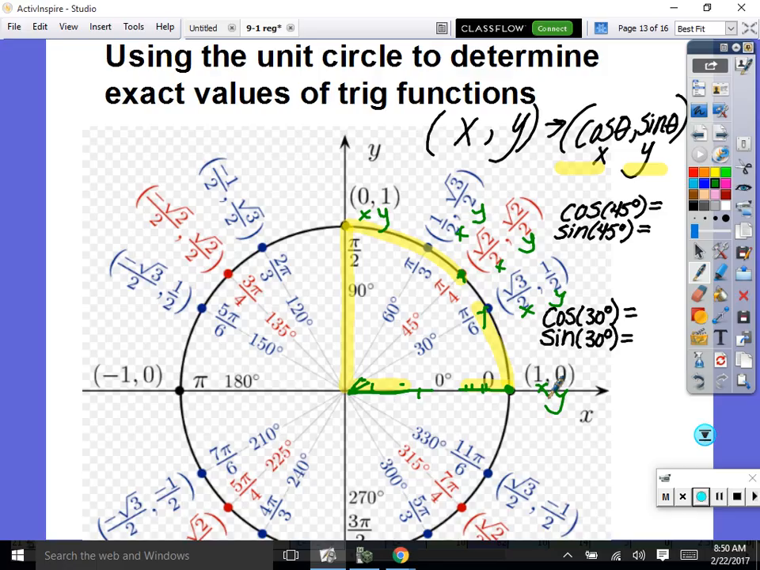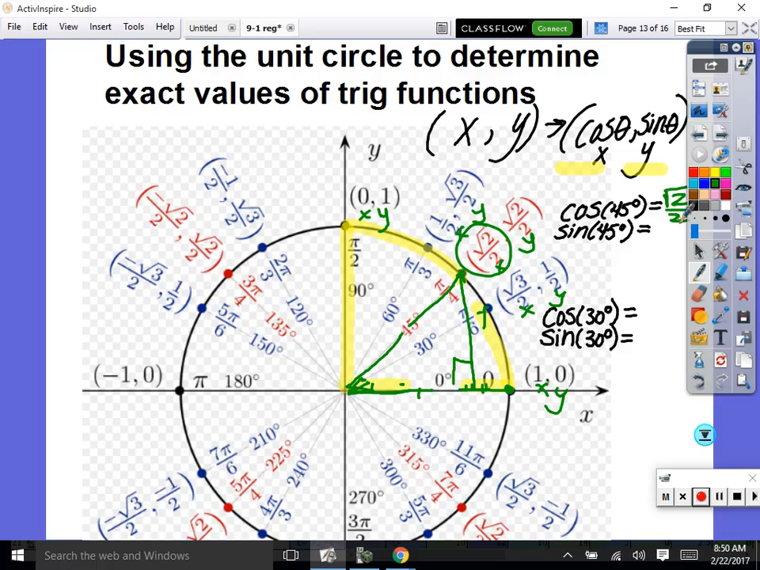So if I said to you, what's the cosine of 45 degrees? We don't even have to have a triangle drawn because we can use our unit circle. Everybody look at 45 degrees. I'm looking at this special right triangle right here. Do you see how I went up to 45 degrees? I don't have to have a triangle to know what the cosine is. The cosine of 45 degrees is root 2 over 2 because cosine's x. Does everybody understand? Root 2 over 2.